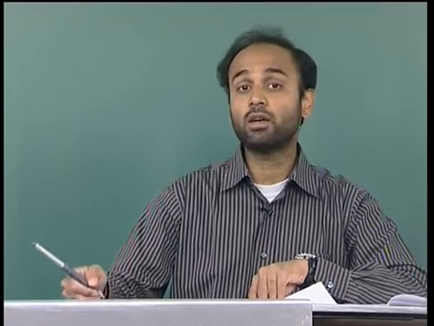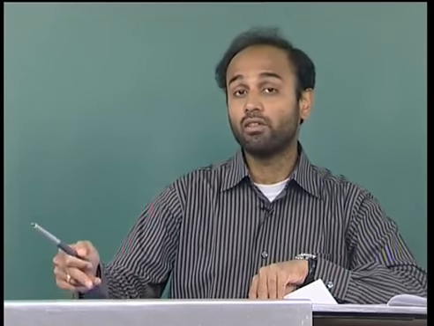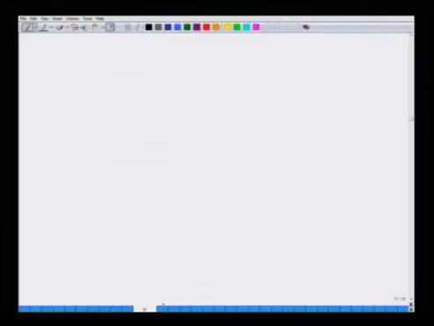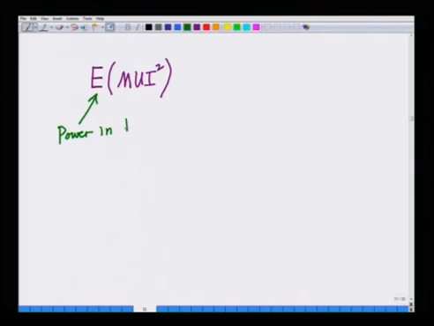What is more interesting is the power of this component, or the variance of this component, that will give us the power of the interference. So, if I look at the expected MUI square, which is nothing but the power in the multi-user interference.